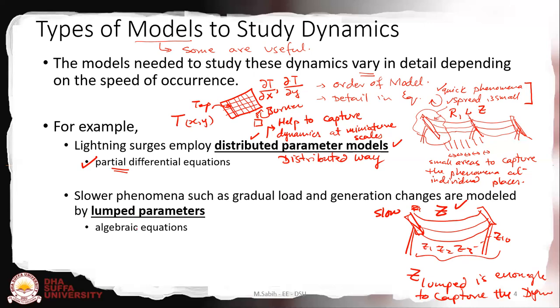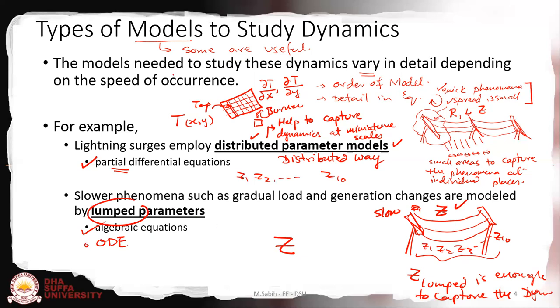And here you have ordinary differential equations, or the lumped parameter models, like the algebraic equations, or even the ODEs. They actually help us work with the slow dynamics. Okay, so this is the difference here. You have to have, for example, Z1, Z2 in a partial differential model, and here a single Z lumped parameter will be enough. Lumped parameters will be enough to study the whole model.